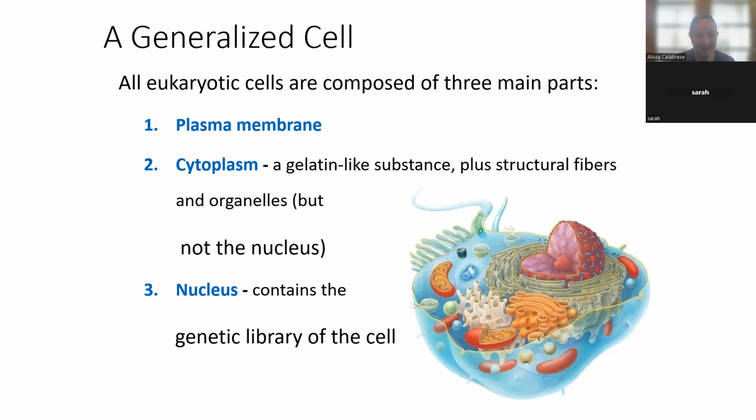So we'll move on to cellular structure and just look at the basics of a cell here. Your generalized cell has a plasma membrane. It's got cytoplasm with organelles, and it's got a nucleus. The nucleus is the largest organelle, usually in the center of the cell.